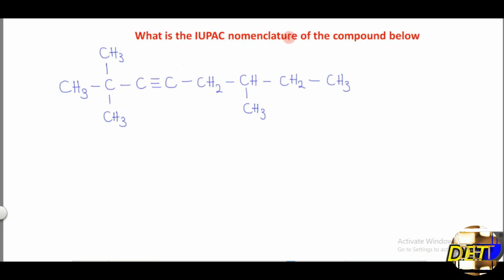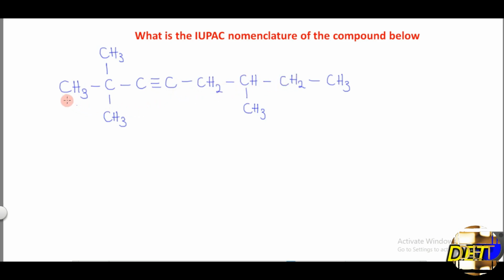What is the IUPAC nomenclature of the compound below? So I have this compound. The first thing that you want to do is to identify the longest continuous carbon chain, right? So the longest continuous carbon chain is 1, 2, 3, 4, 5, 6, 7, 8. So this is the longest continuous carbon chain.